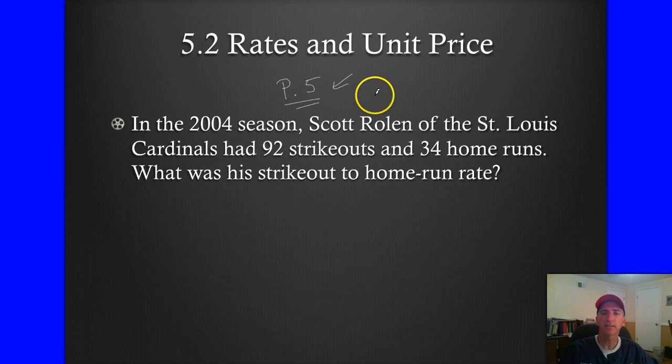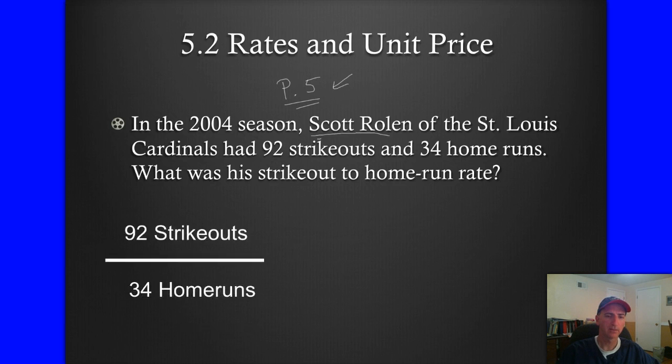Continuing with rates and unit price. In 2004, Scott Rolen of the St. Louis Cardinals had 92 strikeouts to 34 home runs. What was his strikeout to home run rate? Well, simply put, you're looking for this key word right here, "to," and that basically tells you which number goes first and which number goes second here.